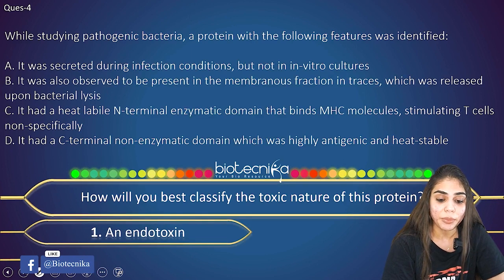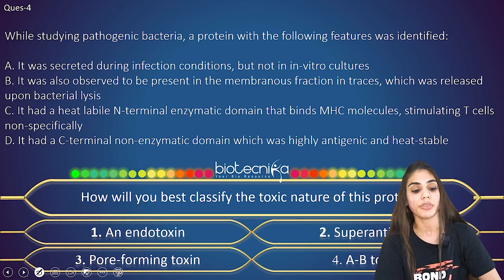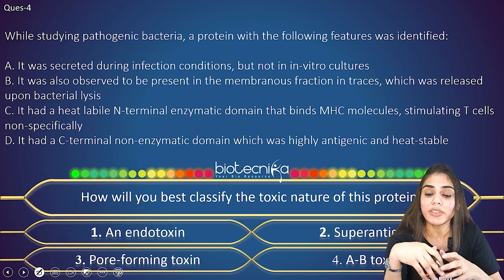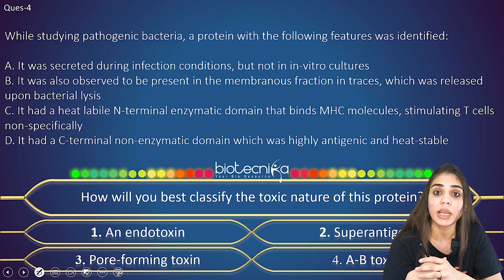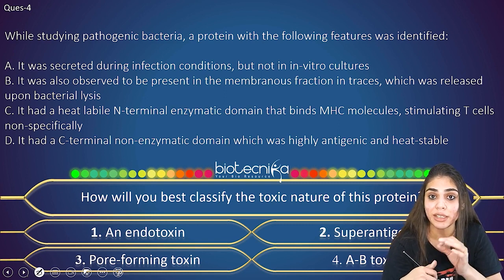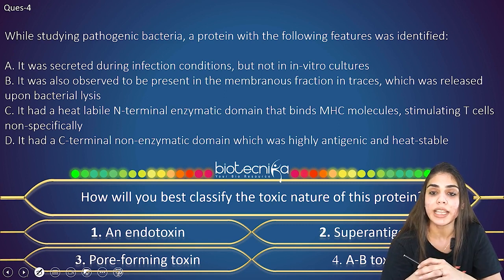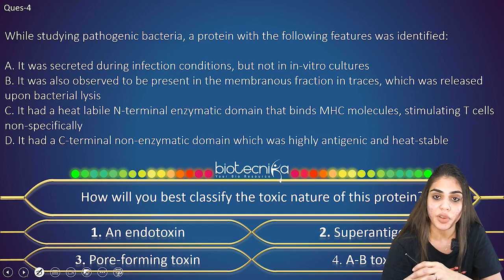So while studying pathogenic bacteria, a protein with the following features was identified. Now they have given an experiment to you, where a group of lab members were studying pathogenic bacteria, and they found one simple protein that had the following features. Now let's read out the features and come to the final conclusion.